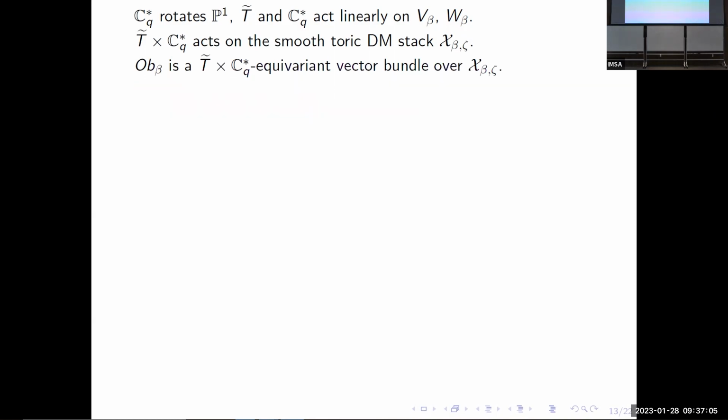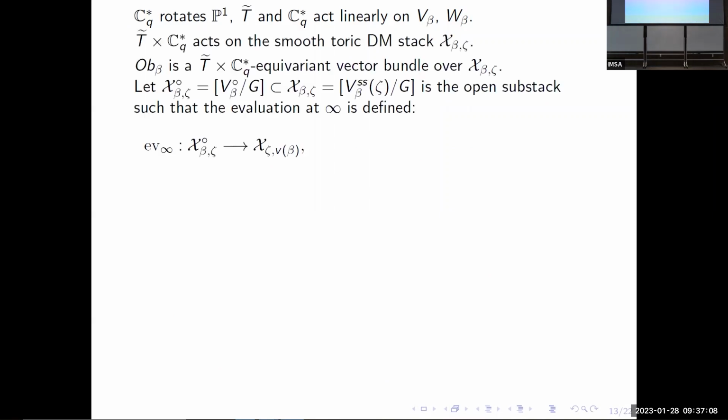But if we do the whole thing, the mark point at infinity might go into the unstable locus. So we consider the part which is an open substack such that the evaluation map at infinity is defined. That means infinity goes to the stable locus. Then this is not proper, but we consider the C-star_q fixed locus. It actually becomes a closed substack of this particular connected component of the inertia stack.